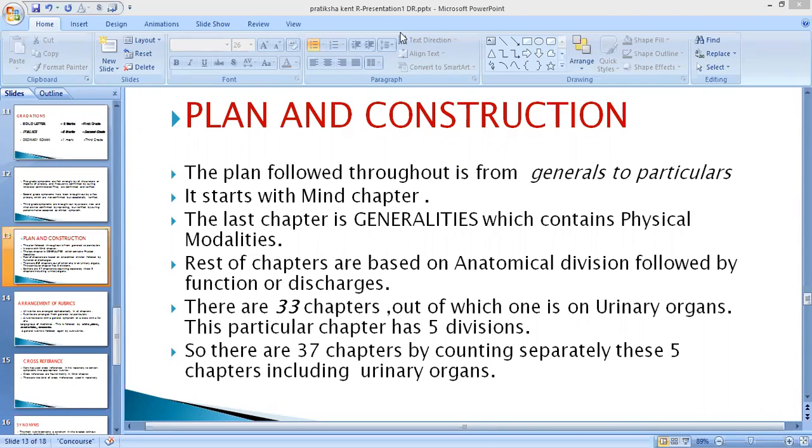Then under chapter back, we found the rubrics on cervical, dorsal, lumbar, sacral, coccyx, and spine. So, in this way, under section back, we found the rubrics related to almost all the spinal cord. For example, rubrics related to cervical, dorsal, lumbar, sacral, coccyx, and spine region.